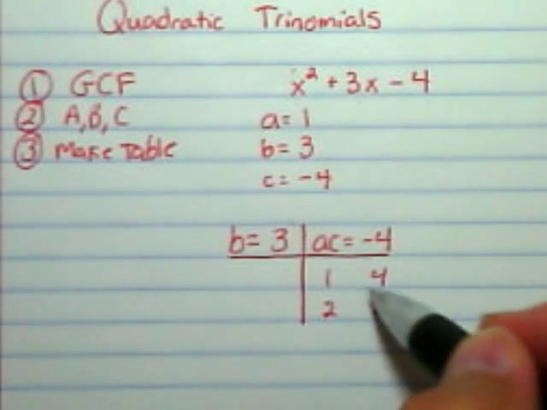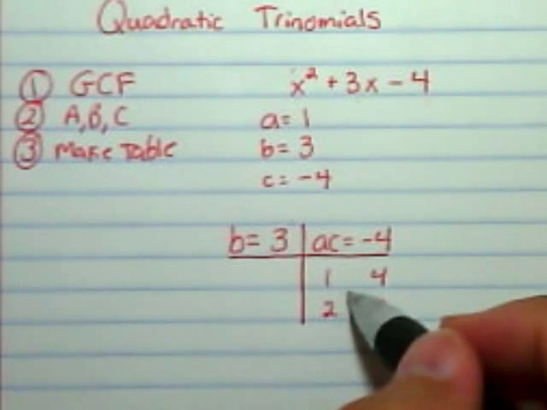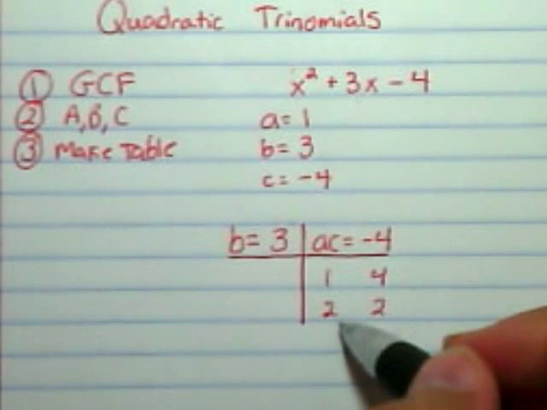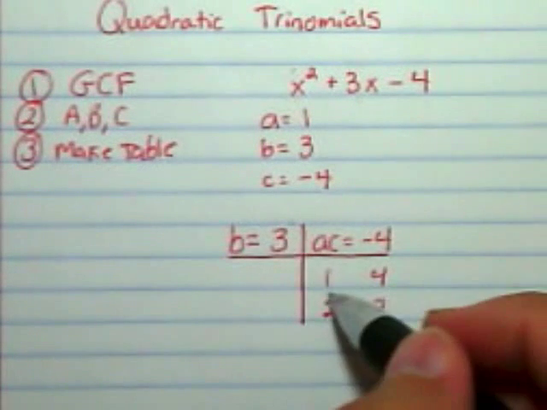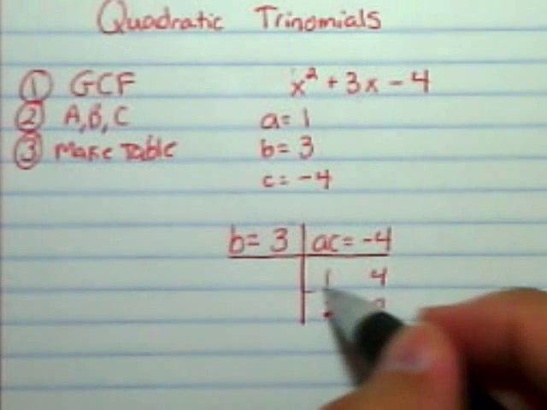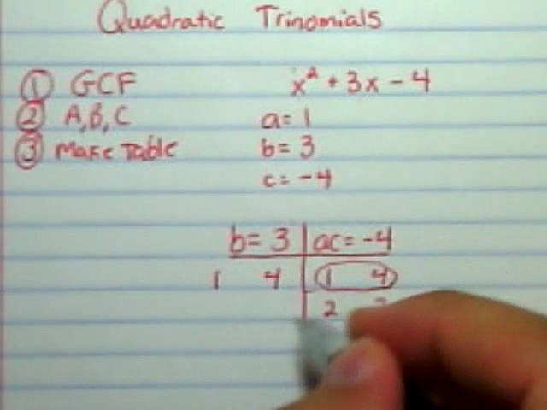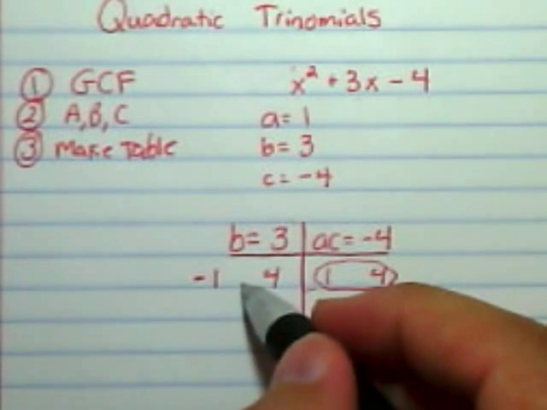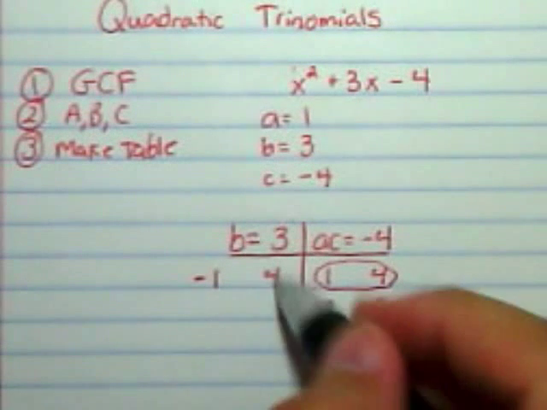We need to look at our factors, 1 and 4, or 2 and 2. Which one of those will add up or subtract to give us 3? If you're looking at 2 and 2, it doesn't matter how you flip it, you're not going to get 3. But 1 and 4, I think if we do something there, we can get 3. So let's use 1 and 4. And I think if I make 1 negative, if I do 4 plus a negative 1, I'll get 3. That's how we get our factors.